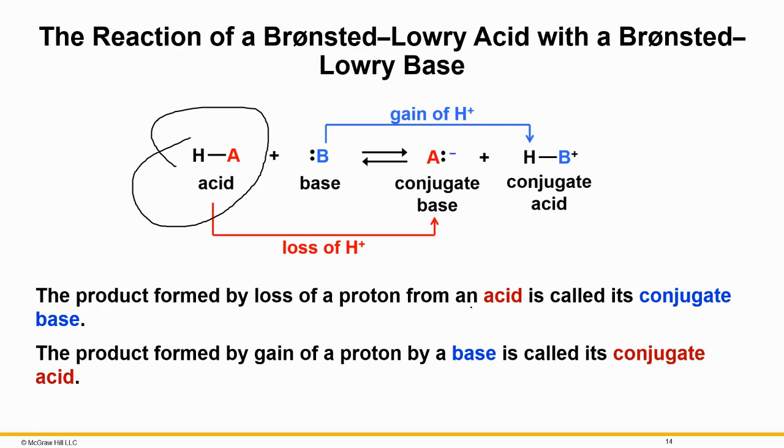And if we ran the reaction in the reverse direction, then that would be our acid, that would be our conjugate base, this would be our base, this would be our conjugate acid. So conjugate is always used for the resulting product. Yeah, good. The conjugate is always the products.